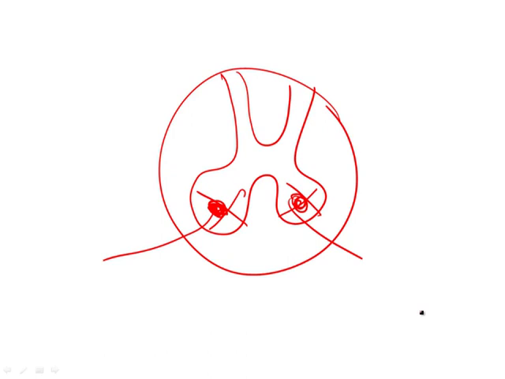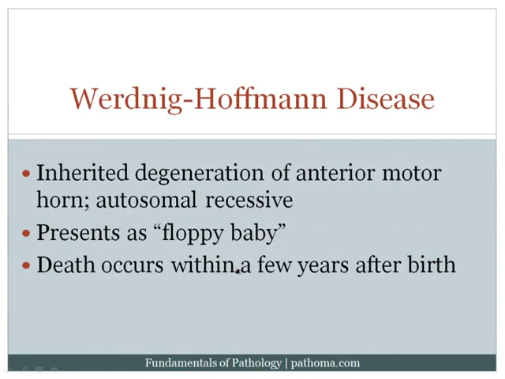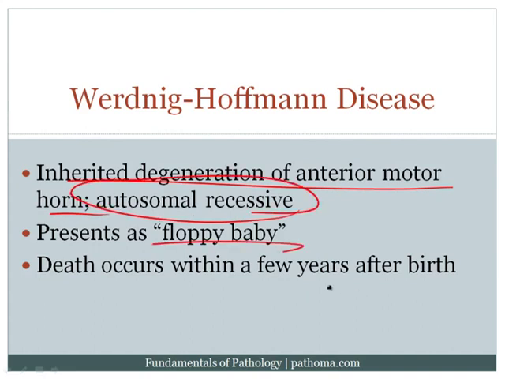downward going toes. This same exact thing can occur in a disorder called Werdnig-Hoffmann disease. However, instead of it being due to polio, it's due to an inherited degeneration of the anterior motor horn. This is autosomal recessive, and it presents as a floppy baby. And here I've described this in your text by telling you that you get an inherited degeneration of the anterior motor horn. Again, this is autosomal recessive, floppy baby, and death occurs within a few years after birth.